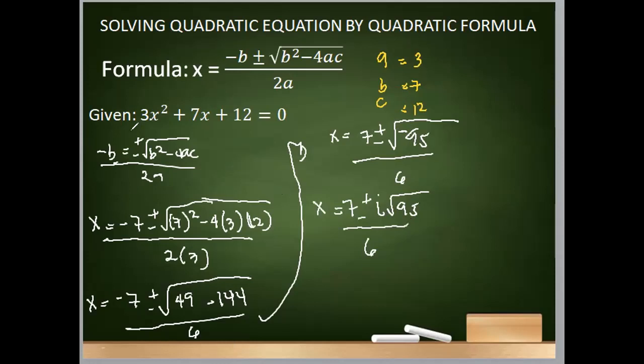Okay, so this is now the final answer. X is equal to negative 7, positive and negative imaginary number of square root of 95 all over 6. So this is now the final answer.